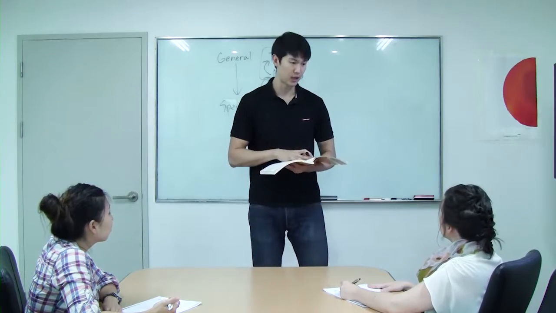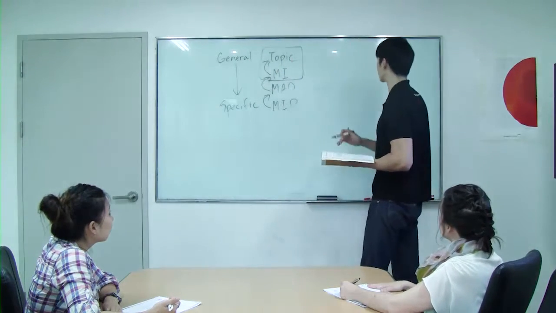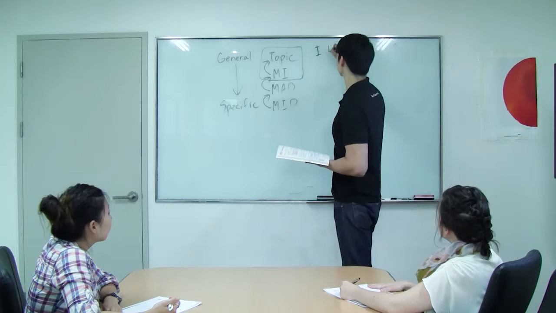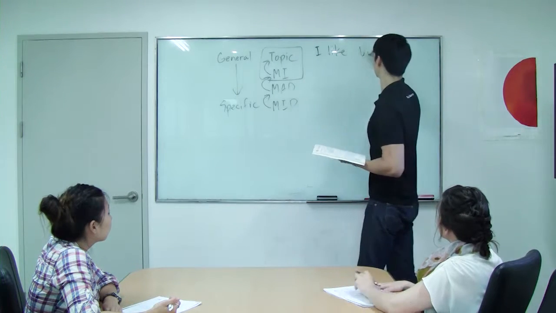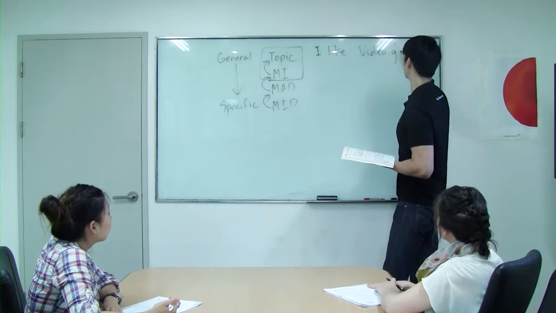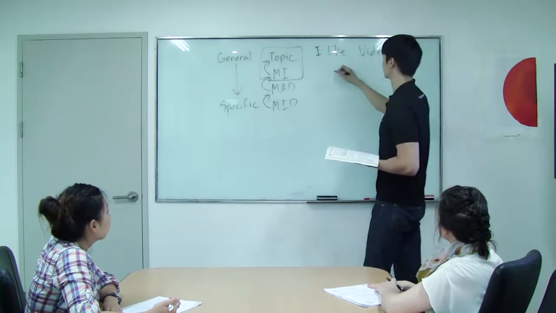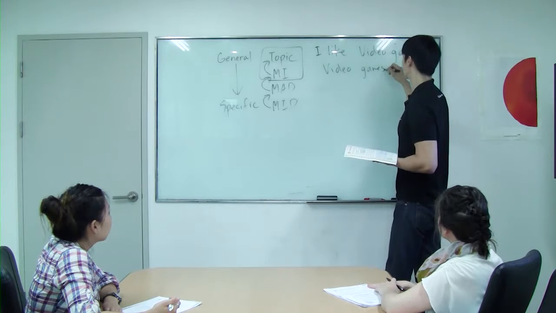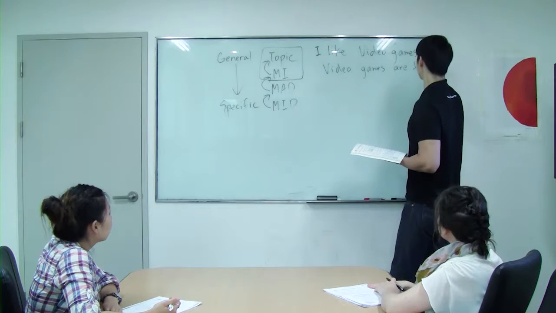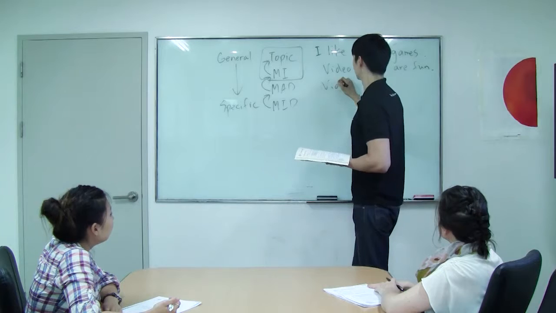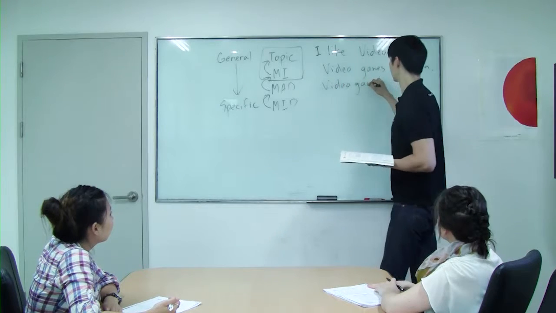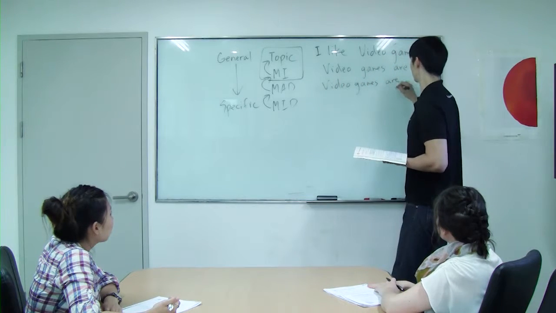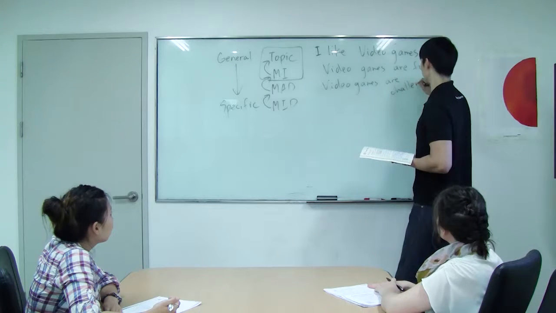Okay, so now that it looks like we have a basic understanding of the skill, let's go ahead and do some examples. I'm going to go ahead and start with my example. Here's my example. I like video games. Video games are fun. Video games are challenging.